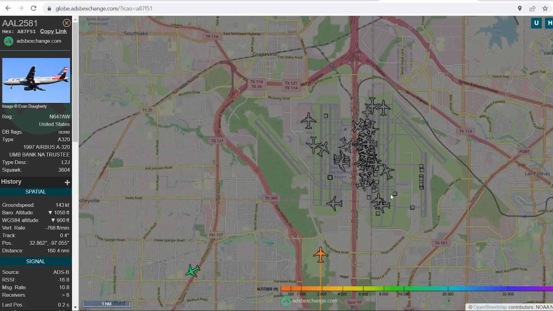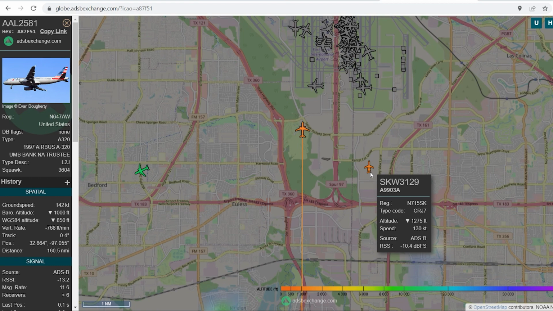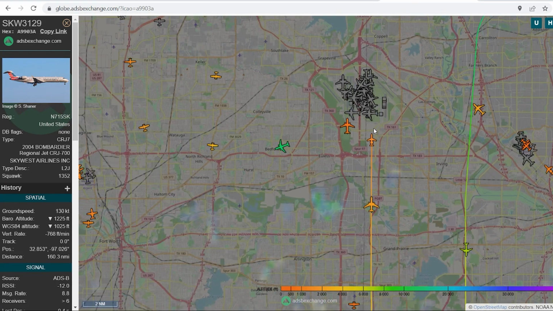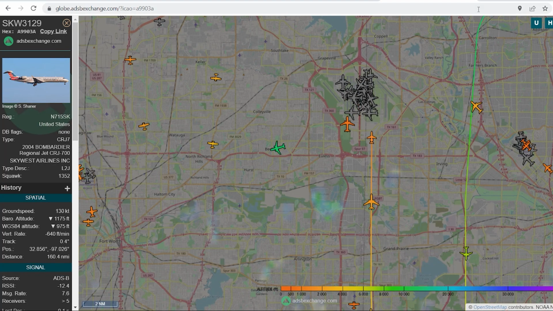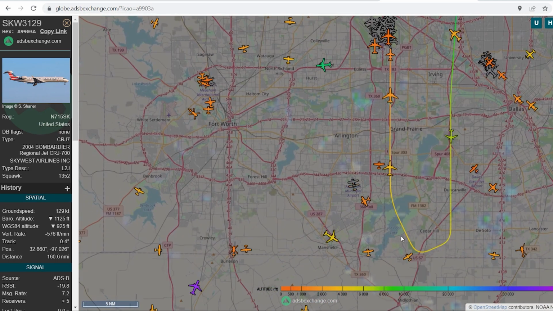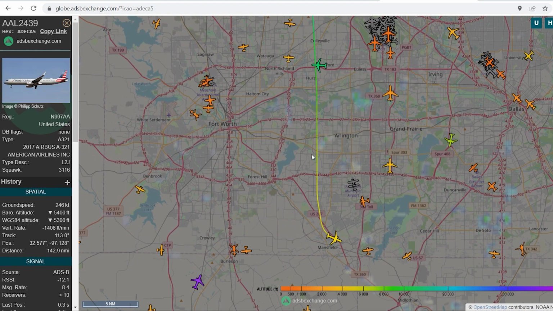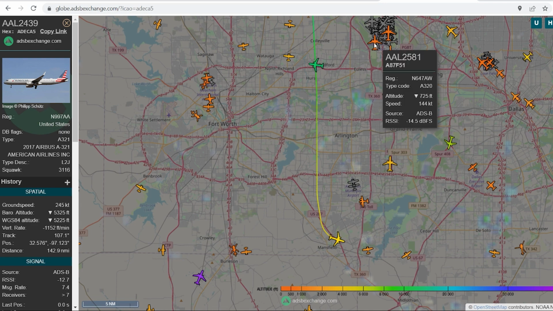So let's zoom out here and kind of watch the traffic and how it's flowing. SkyWest 3129 is on final for 35 center. UPS 2798 is following him. SkyWest, you can see his downwind over here, and then he turned base and final. American 2439 flew his downwind. He's now turning base, and then he'll turn final to land behind American 2581.